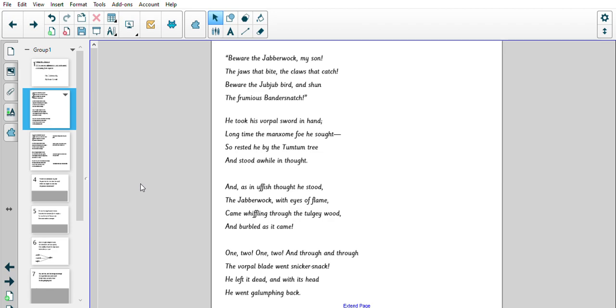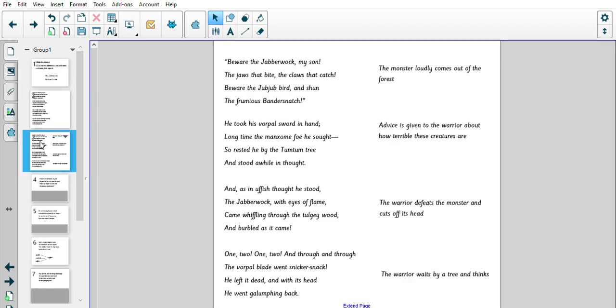So, a very strange poem, but a very interesting one too. Now, even though there are lots of words that we don't know the meaning of, you should be able to get a good idea of what the poem is about.